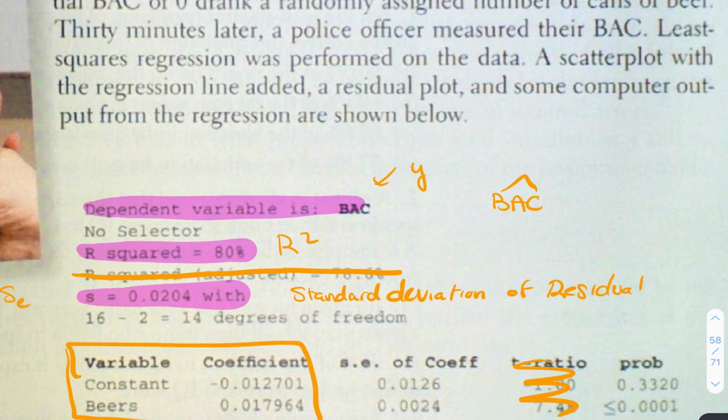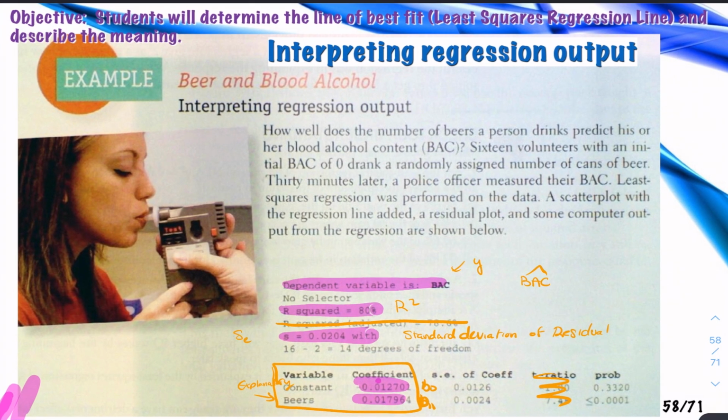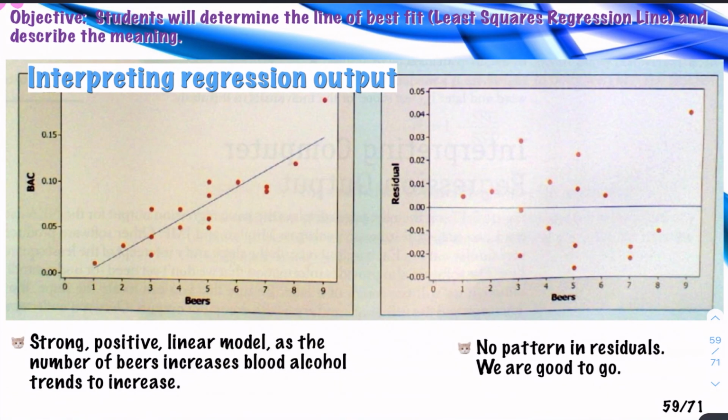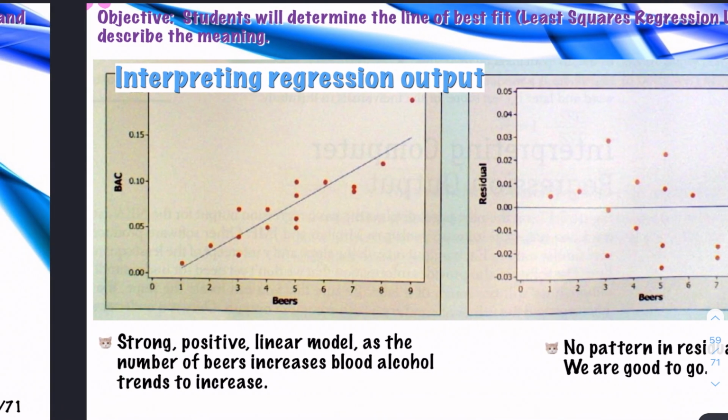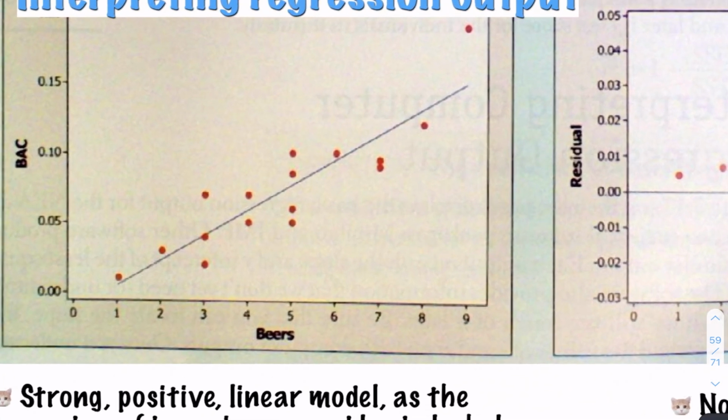So it says constant. That's our y-intercept, our b naught. And beers, which is our explanatory variable, is our slope. So that's b1. So we have all of these pieces of information if you know where to look. So let's flip it. Let's see what the scatter plot is and do our basic interpretation.